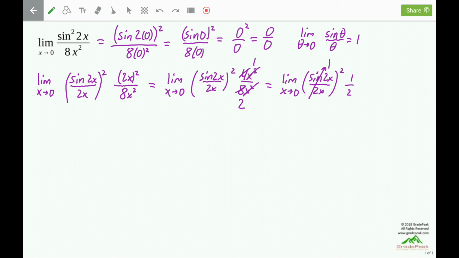And we no longer have 0 over 0 at this point, so we can plug x into any remaining x's, which there aren't any remaining x's, so we just have 1 squared times 1/2. 1 squared is 1 times 1/2, which gives us 1/2.